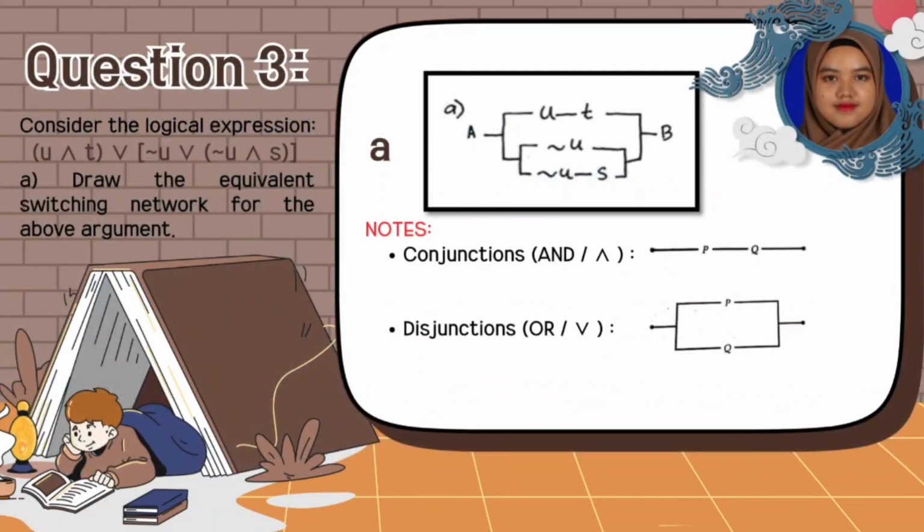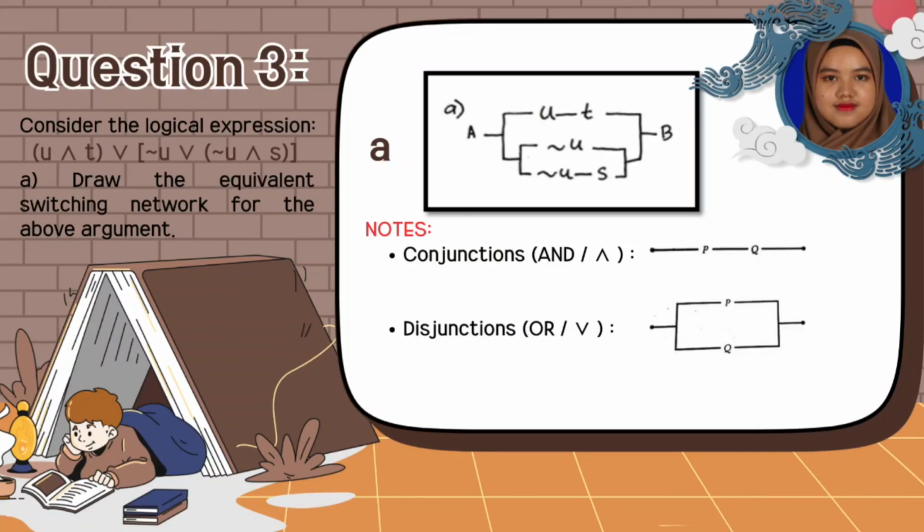In part A, we translate our symbolic expression into a physical switching network. As shown in my notes, a conjunction is represented by switches in series, meaning they are on the same line. This is why U and T are placed together on the top branch. This junction is represented by switches in parallel.